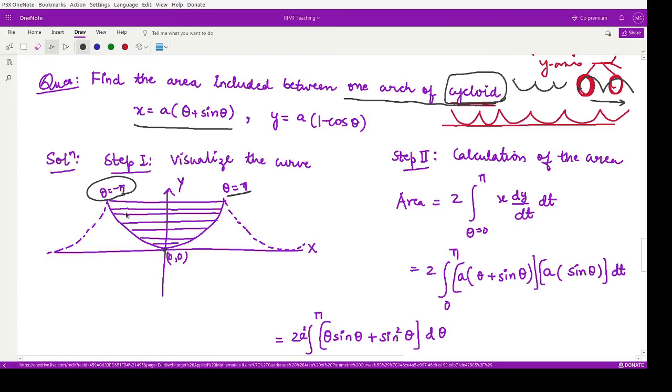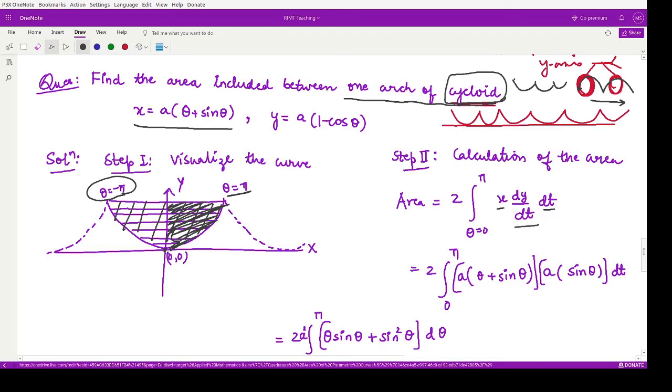So what would be the area? This is the shaded portion that we are interested to calculate. Here you can see this is symmetrical about the y-axis, so our area would simply be twice that in the first quadrant, right? This area would be 2 times the integration of x dy by dt.